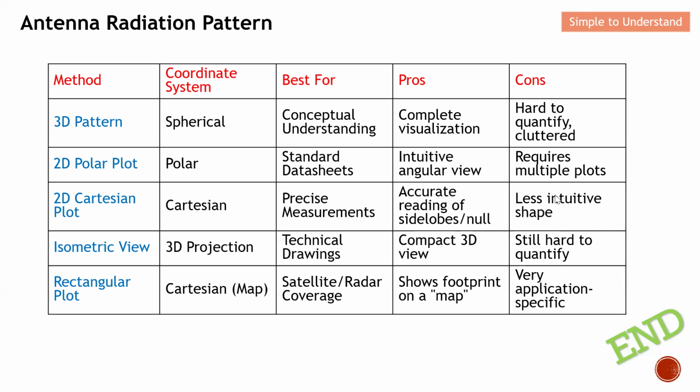So basically, for this video, I have covered the 3D radiation pattern, the 2D polar, and also the Cartesian plots here. But over here, you can see that we have another two different plots. One is the isometric view and also the rectangular plot. We also have the Smith chart, which is able to tell how good the matching of the antenna is.